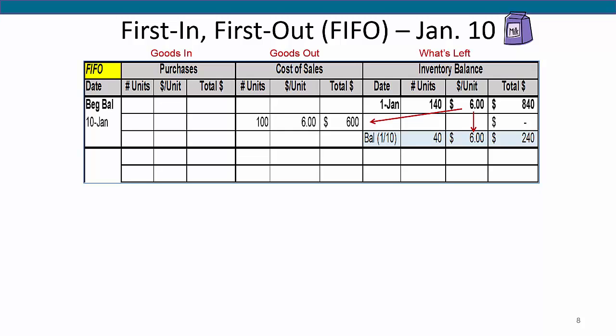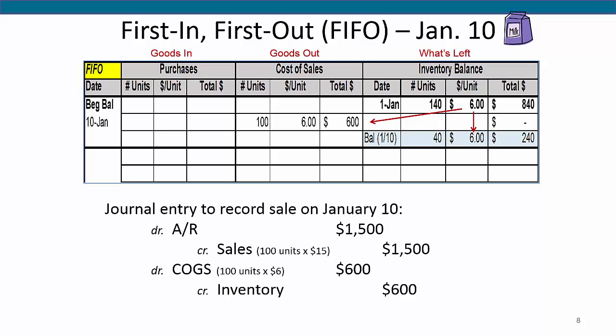Speaking of journal entries, do you remember the 2 journal entries we make to record the sale of inventory? I've included them here for you as a reminder. One for sales at the retail price of $1,500 in total, and one for cost of goods sold of $600. So please don't forget the entries you've learned in Chapter 4 because you will see them on the exam. Hint, hint.